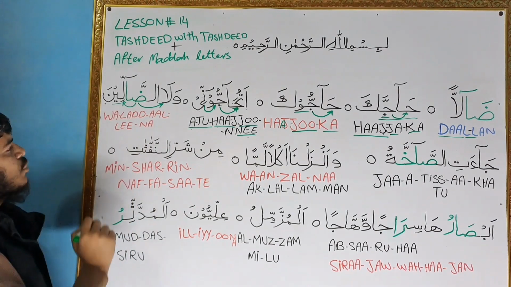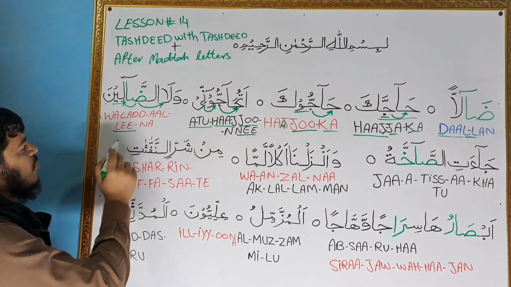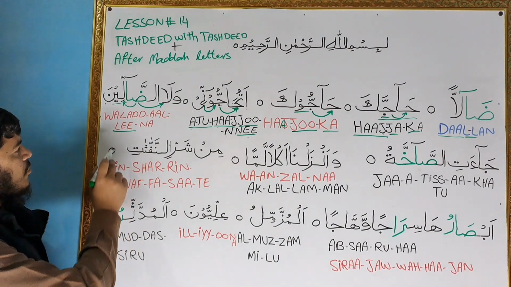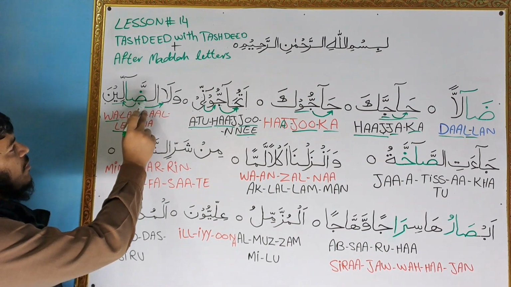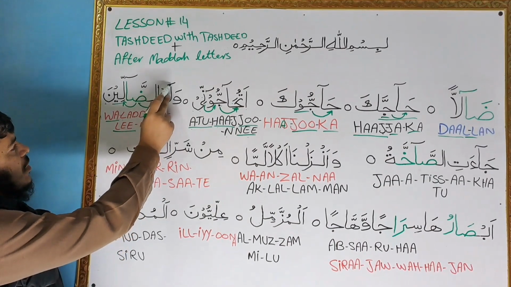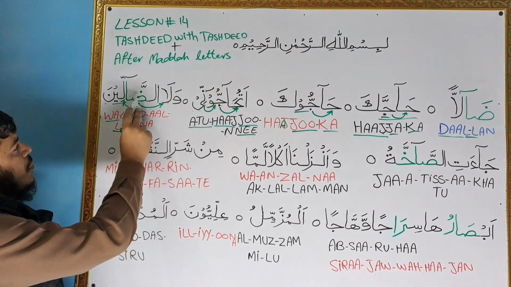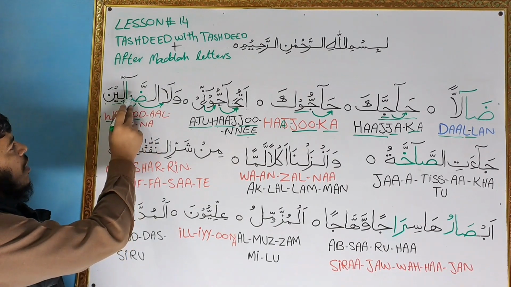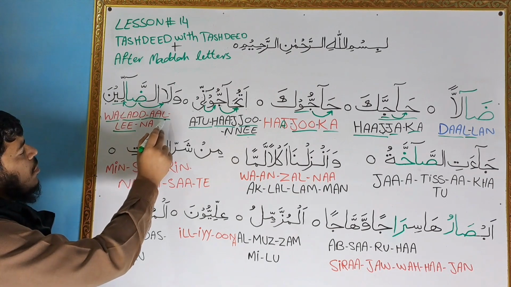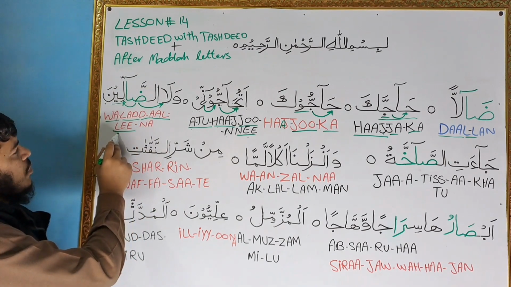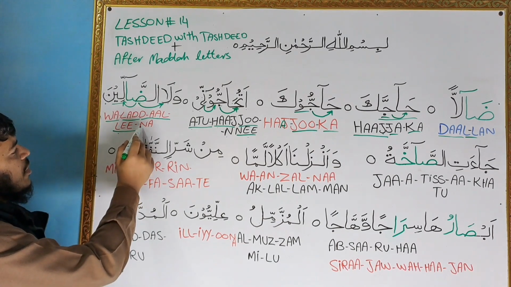After Kasra, Ya with Sukoon is coming, so we will make it Madda sound. Wa Fatha Wa, Lam will be connected with Dad. Lam, Dad, Fatha, Lad. Dad, Alif, Mad, Fatha, Dal. Lam, Ya, Kasra, Li, Noon, Fatha, Na.